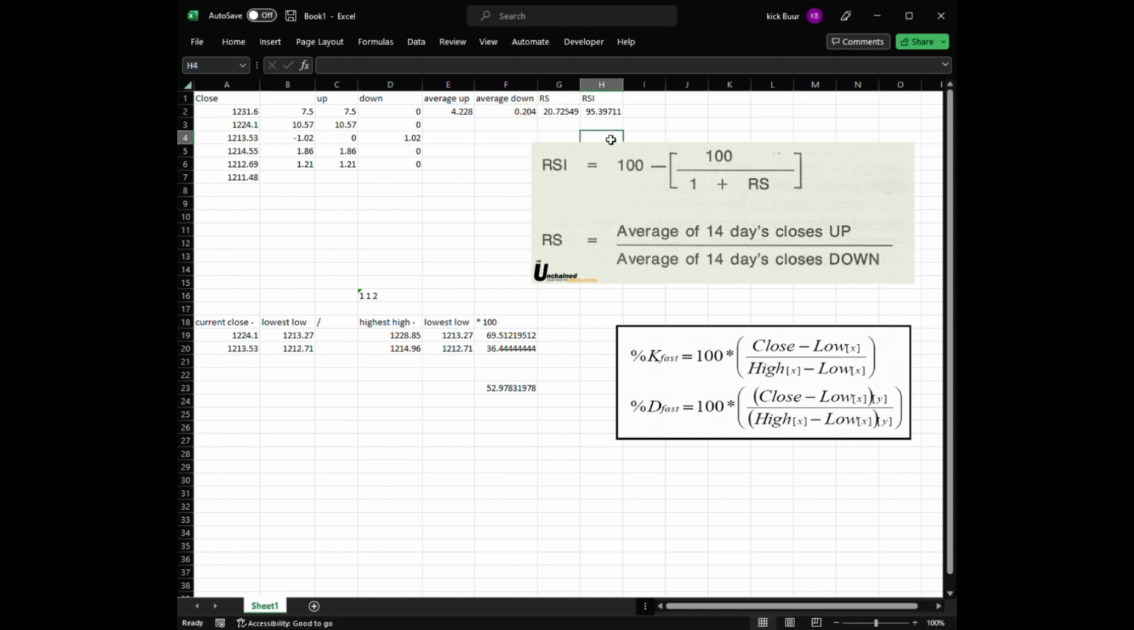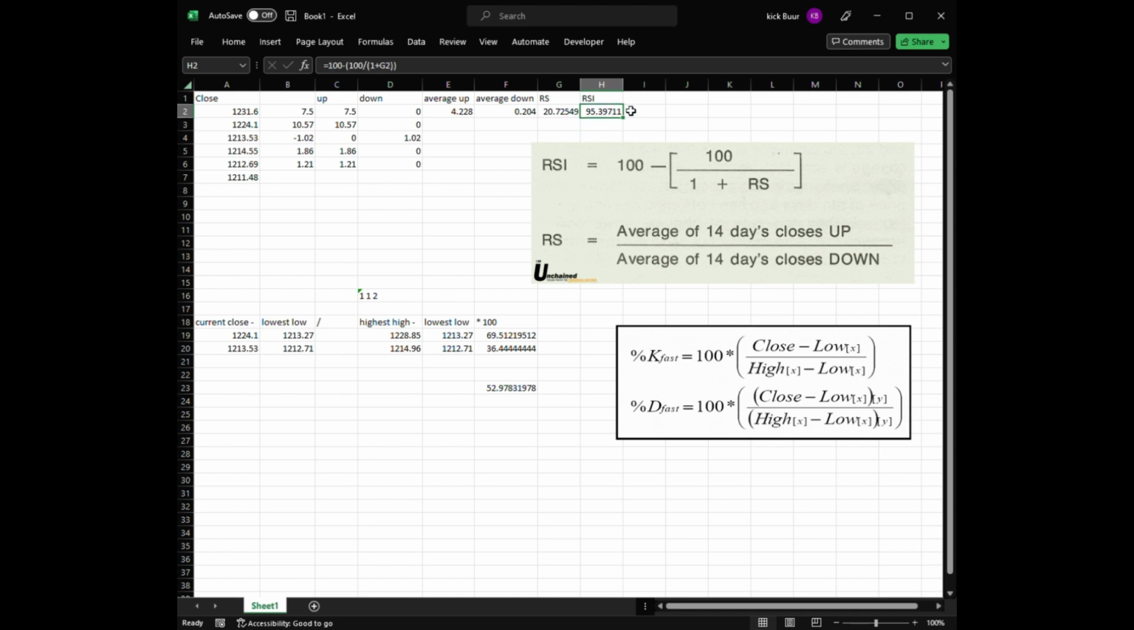So you can already see 20.75. Now all you need to do is add 1 to the G2, which is 20.72, so you're left with 21.72. Then you divide 100 by 21.7. If you've done that, you take 100 and subtract that number from it, and you'll be left at 95.39.